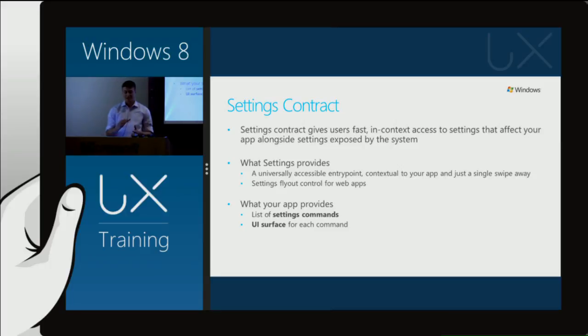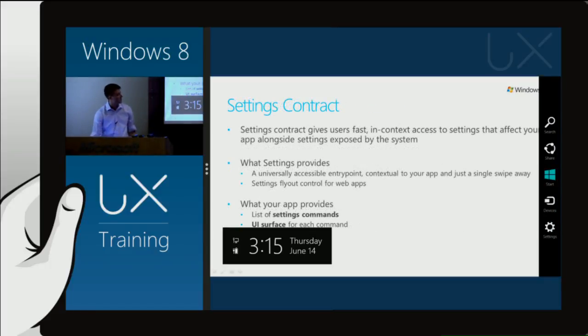And what are the differentiators between what the system provides and what the app provides? The system provides a default entry point via the charms bar. That's the charms location. It provides a nice UI that will render some of the system settings that are always available along with the settings of your application that you want to expose. And it provides a nice flyout control that allows you to quickly present the details and options of the settings that you want to make available. What your app provides is a list of high-level settings that you want to make accessible. And then it provides a UI surface that gets painted into this settings flyout control anytime they select one of these high-level areas. So I'll give you a quick demo.